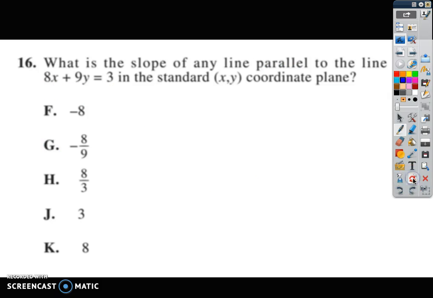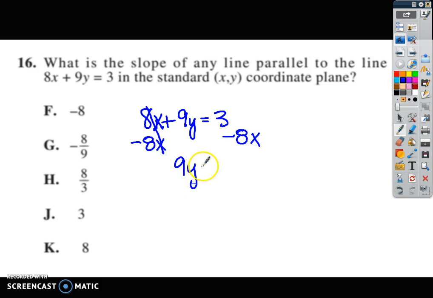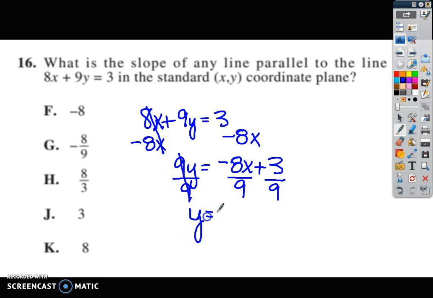If you didn't remember that rule, you probably changed it into y equals mx plus b, because you can see the slope so easily in that form. And if you did that, you'd have to move the 8x over. So you would have 9y equals, you can't combine these because they're not like terms, so that would be negative 8x plus 3. And then we'd have to divide every piece by 9, or divide both sides by 9, depending on how you like to write it. So y would equal negative 8/9 x plus 1/3. So your slope is always right there in front of your x in that form. So some of you may have done it that way to find the slope, and then your parallel slope would be the same.